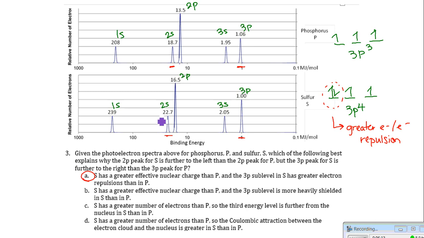So that explains my 2p. And the 3p sublevel in S has greater electron repulsions than phosphorus. Yes, it does. That explains the fact that my 3p peak is further to the right for sulfur and not as far to the right for phosphorus.